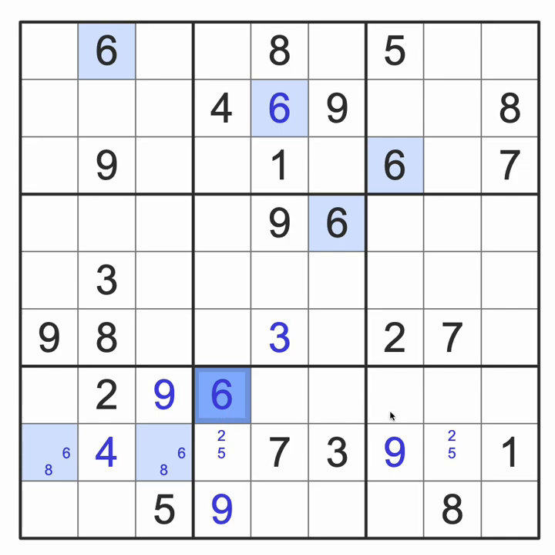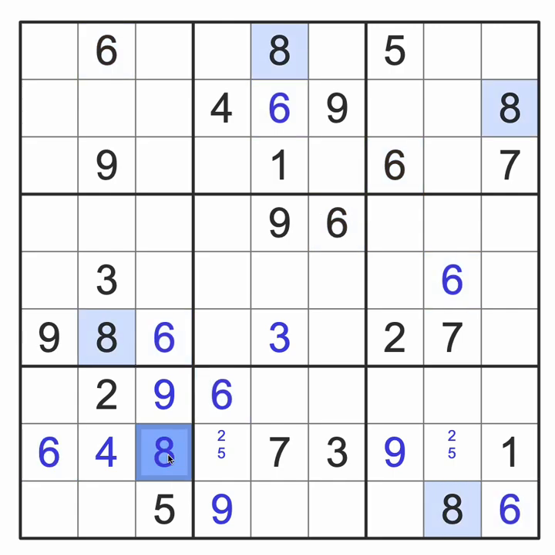And that means 6 blocks here. This cannot be 6 because it's part of 2, 5 double. This 6 blocks here. That gives me 6 here. And this 6 blocks these. This 6 blocks these. This 6 blocks this cell, gives me 6 here. And this 6 blocks these. This 6 blocks these, gives me 6 here, which makes this cell 8 and makes this cell 6.